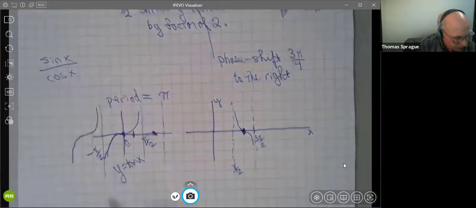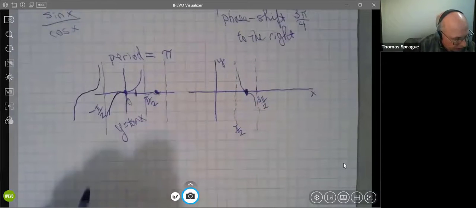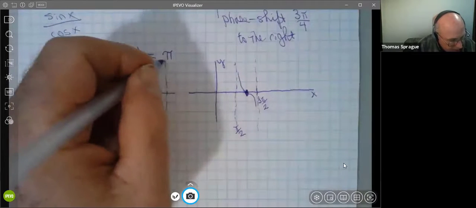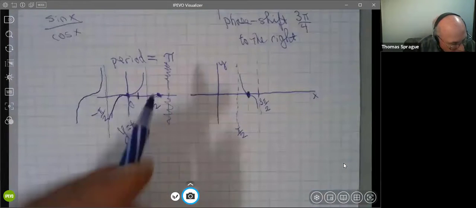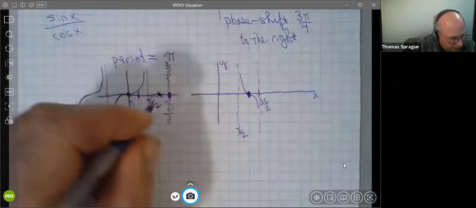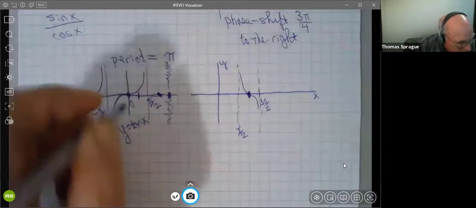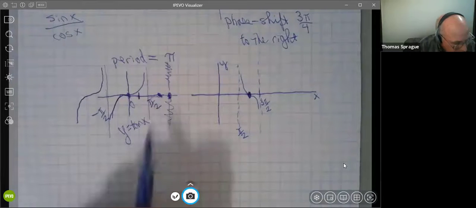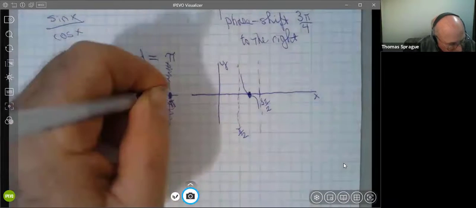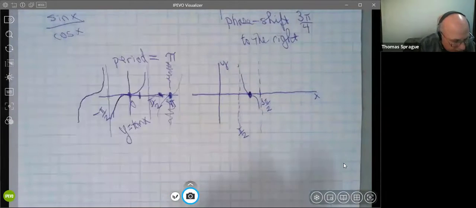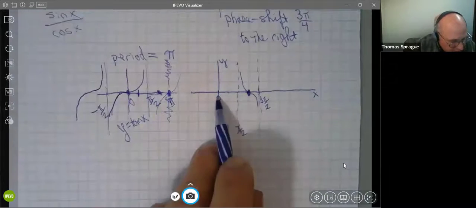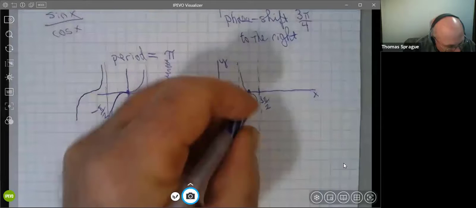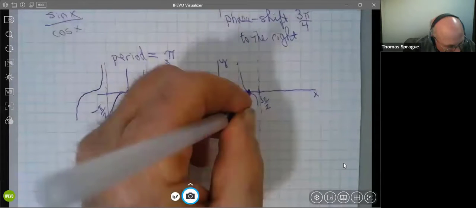So the problem is, I think I changed scale here. Oh, I see what happened. All right, that's wrong. Pi over 2, pi is here, and the next branch comes up here. So I changed scales, unfortunately, on these two drawings. 0, pi over 2, 3 pi over 2.